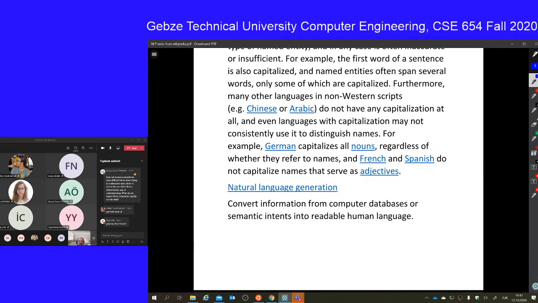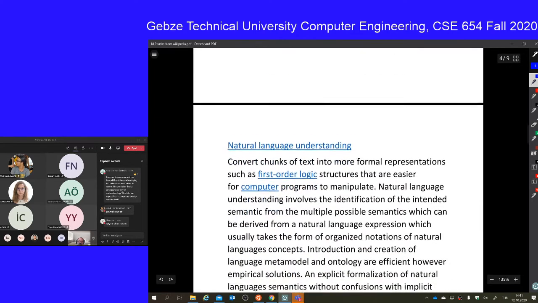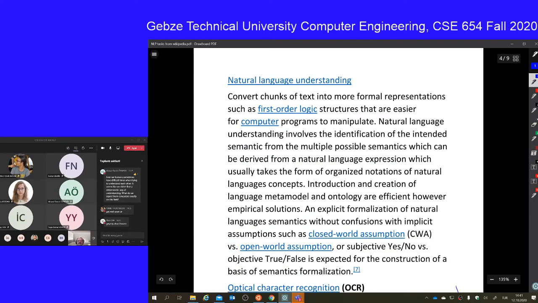Then we have natural language generation. What do you mean by natural language generation? You have a database of information and you like to produce human readable text from this information. That's called natural language generation. Natural language understanding is just kind of the opposite. You have a text and you like to convert it to some computer format, like first order logic. Okay? And this is a very difficult problem too.